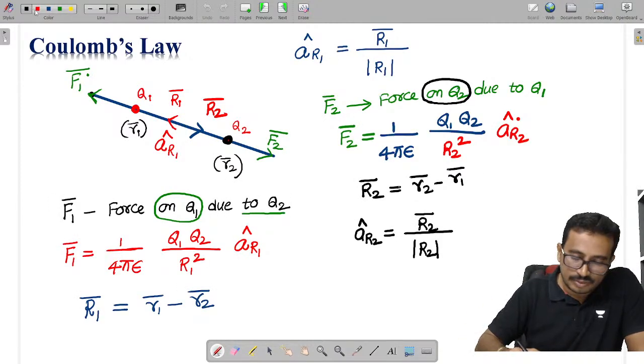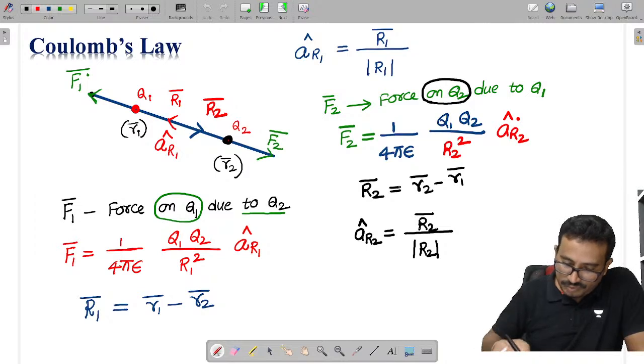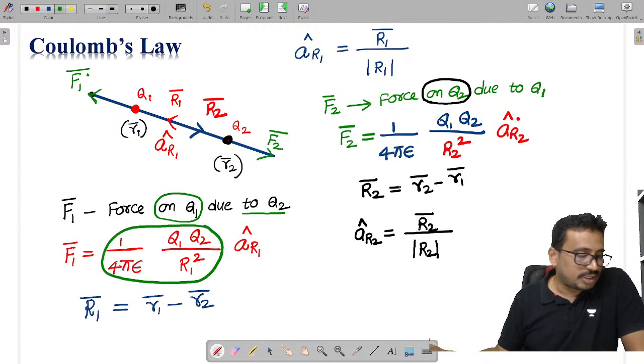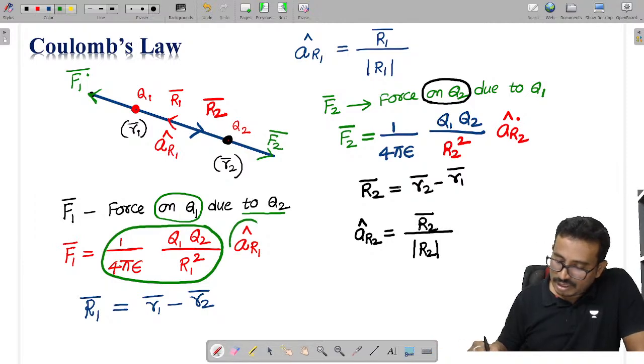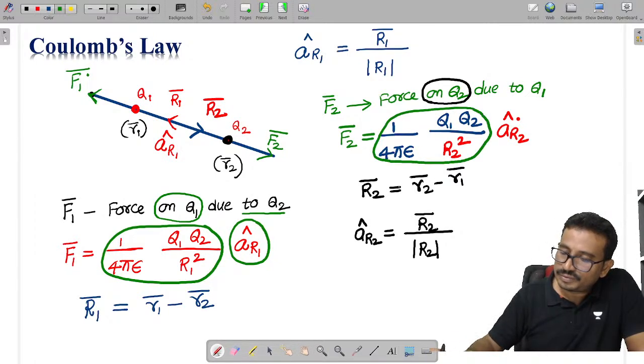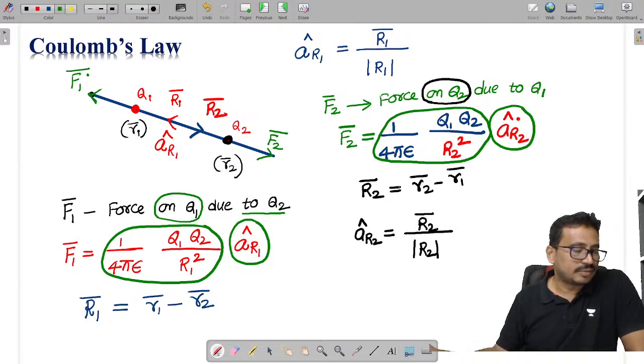All of you, look carefully here. Now if you see carefully this term, what will this term give you, tell me. This term will give us the magnitude of F1. And this ER cap will give us the direction of F1. And here also this term will give us the magnitude of F2, and this term will give us the direction of F2, right?